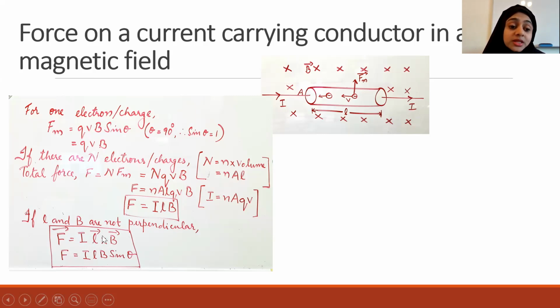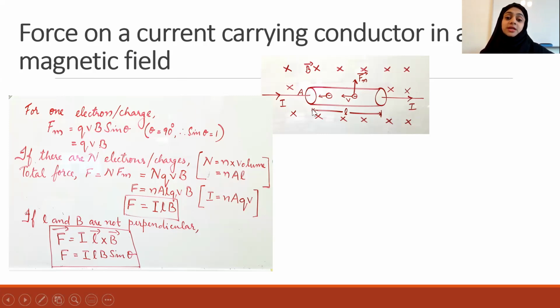Now why have I considered the length as a vector? Because I cannot take current I as a vector. We already know that current I is a scalar quantity. So we consider the length of the conductor as a vector having the direction of the current. So F is equal to I into L cross B, or F is equal to ILB sine theta. You will have to memorize this formula. That is the force acting on a current carrying conductor placed in a magnetic field.